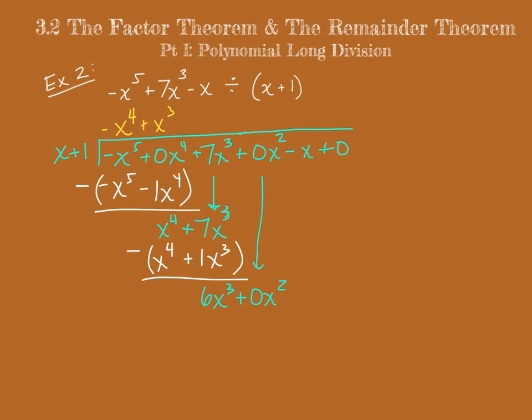X times what will get us 6x cubed. 6x squared is the answer. Then we multiply 6x squared through the divisor. 6x squared times x, and then 6x squared times 1. 6x squared times x is 6x cubed. 6x squared times 1 is plus 6x squared. And then, of course, we subtract. So we'll be left with negative 6x squared. And then we bring down the negative x.